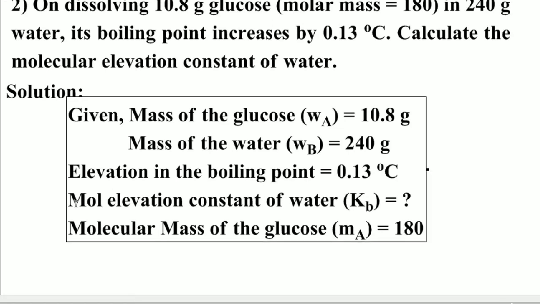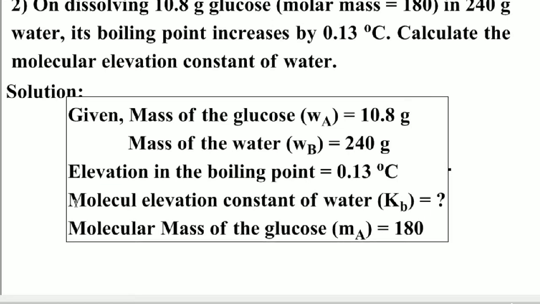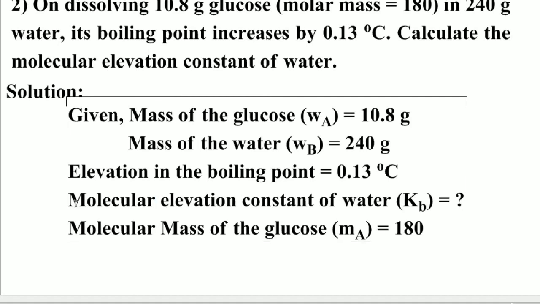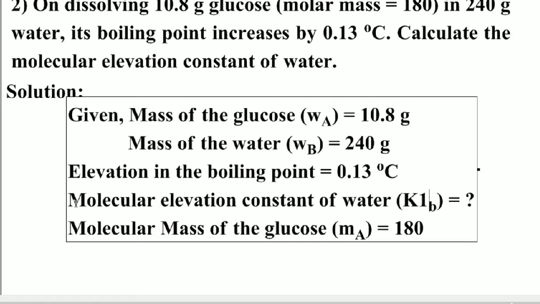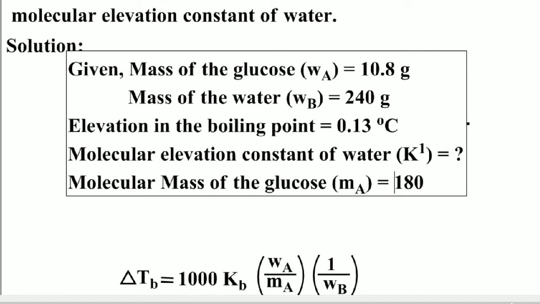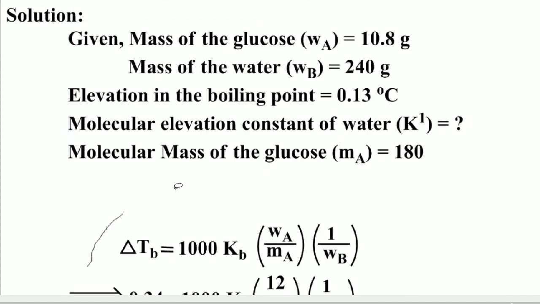Molecular elevation constant of water, that is nothing but K dash. So students, the molecular elevation constant K dash we can calculate, and the molecular mass of the glucose is given as 180. Now students, we know the formula for elevation in the boiling point.